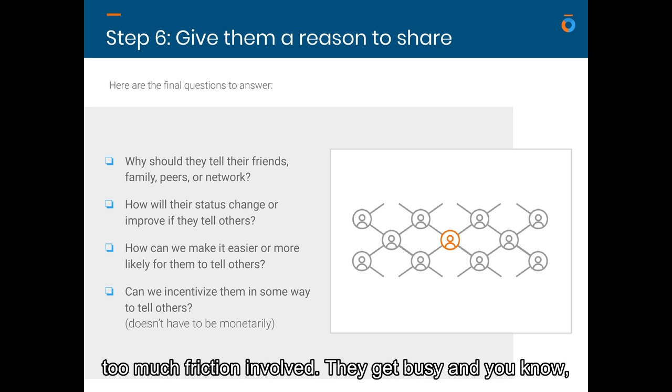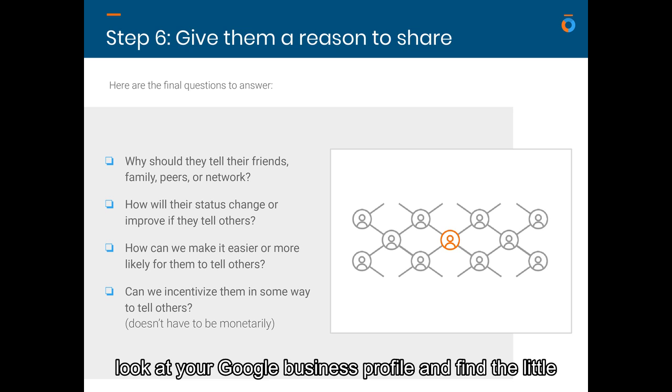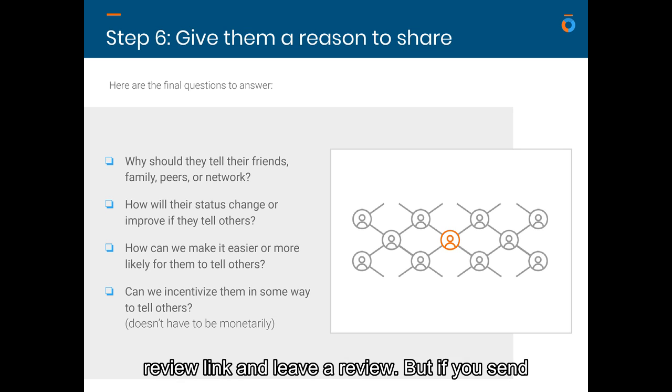Often there's just too much friction involved. They get busy, and they forget to go Google you and look at your Google business profile and find the little review link and leave a review.